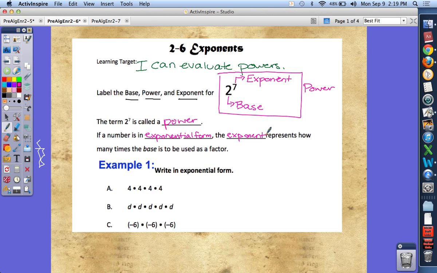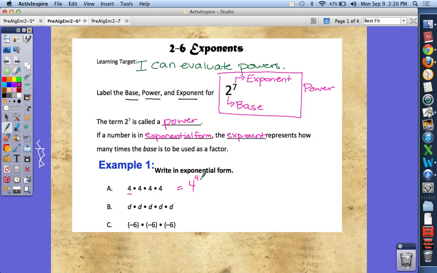So for example 1 here, I have 3 examples. I want you to write all 3 of them in exponential form. Meaning instead of having 4 times 4 times 4 times 4, how can I write that using a base and an exponent? Well, I have the number 4, that's my base, and how many times do I have it? 1, 2, 3, 4, so it's 4 to the 4th power.